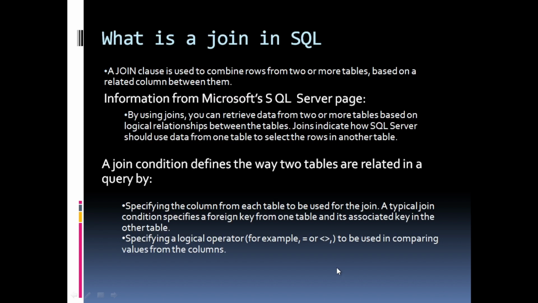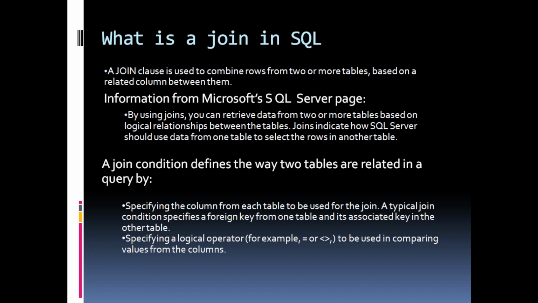So what is a join? A join clause is used to combine rows from two or more tables based on a related column between them. And this is information from Microsoft's SQL Server page. By using joins, you can retrieve data from two or more tables based on a logical relationship between the tables.